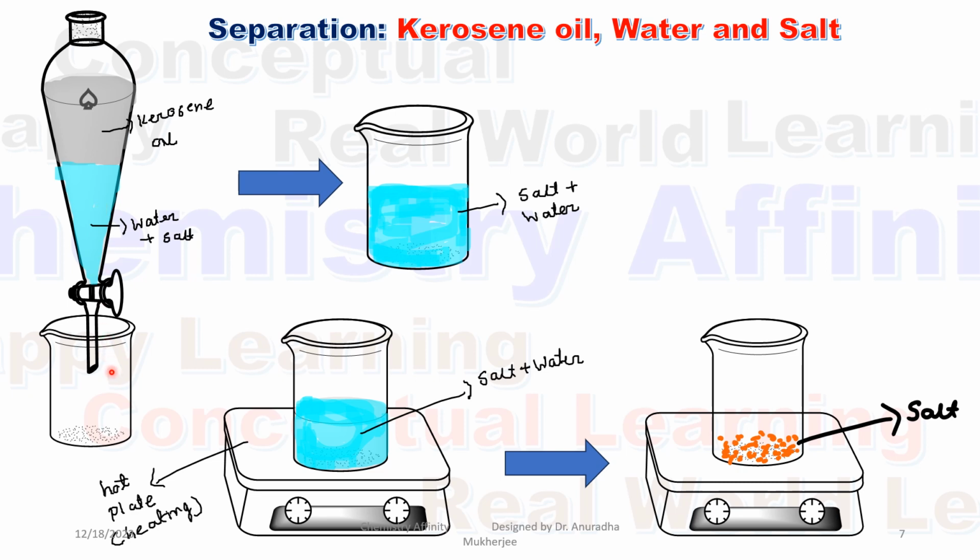So we have to collect the bottom layer in a beaker. This is the way we can separate kerosene oil from water and salt solution. Now as usual we have to take the salt water solution on a heating plate and heat it at 100 degrees Celsius. Water evaporates completely and salt remains as a solid.